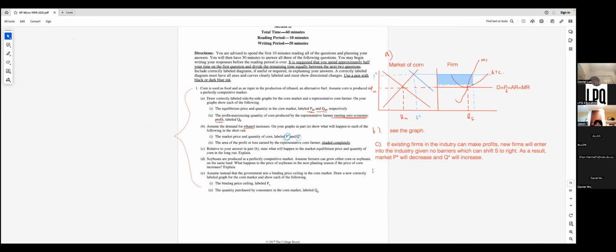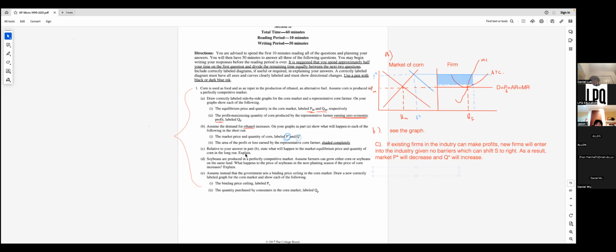Any questions? Because you need to explain, right? You need to explain your answer. You cannot just write down, oh, P will decrease, Q will decrease. You need to explain a bit. You need to do an explanation.